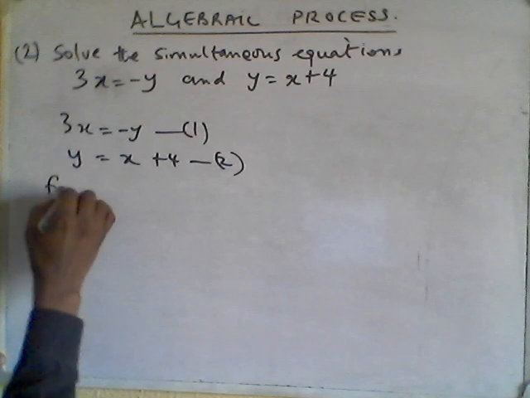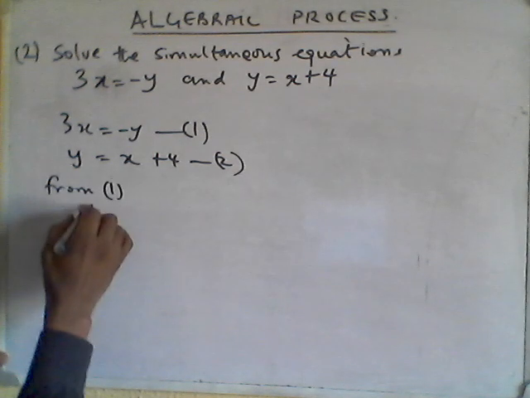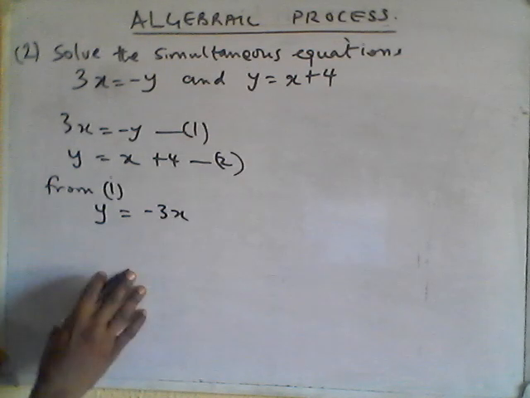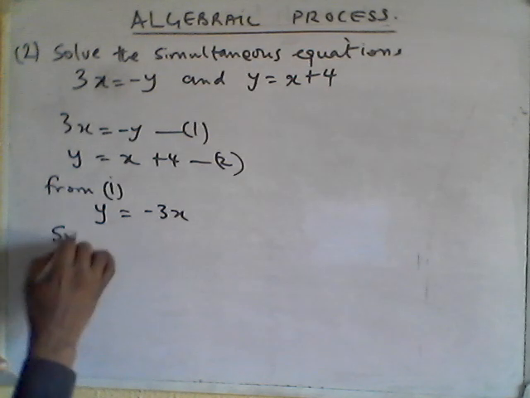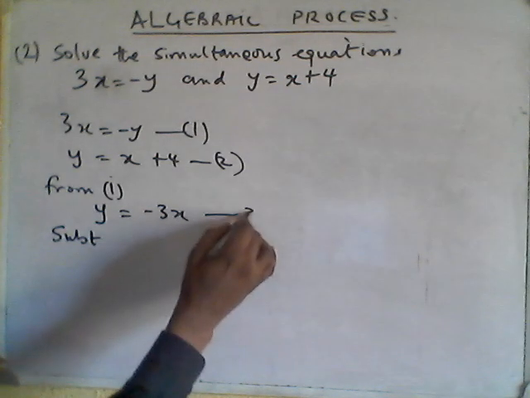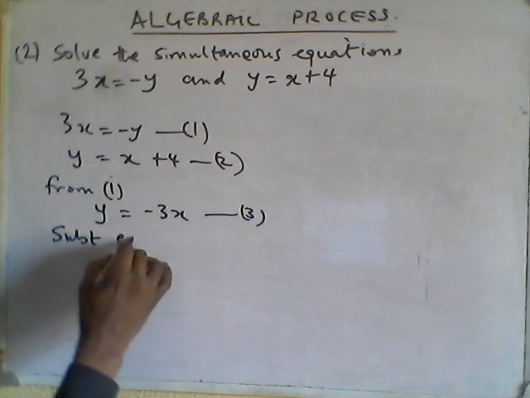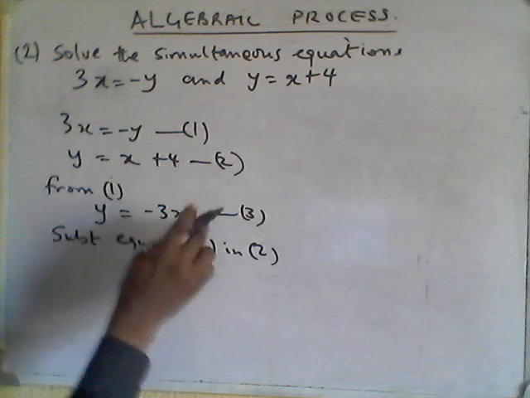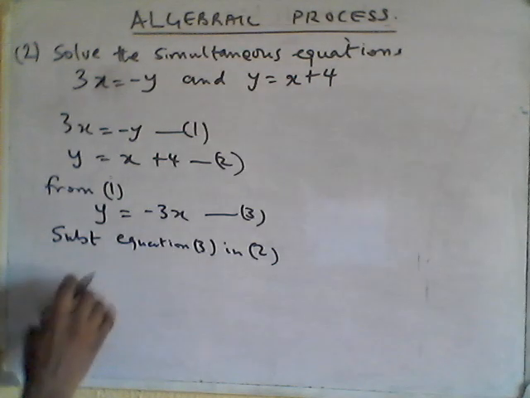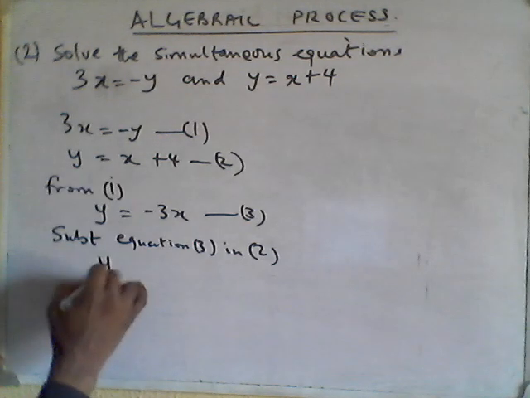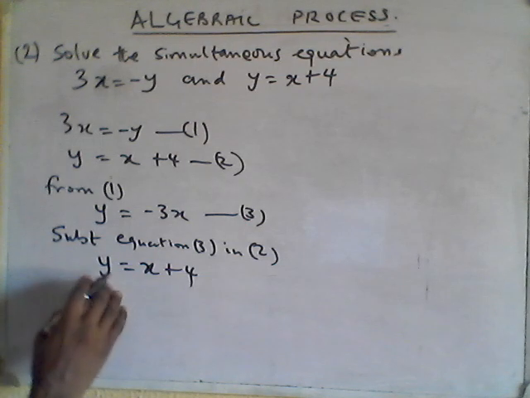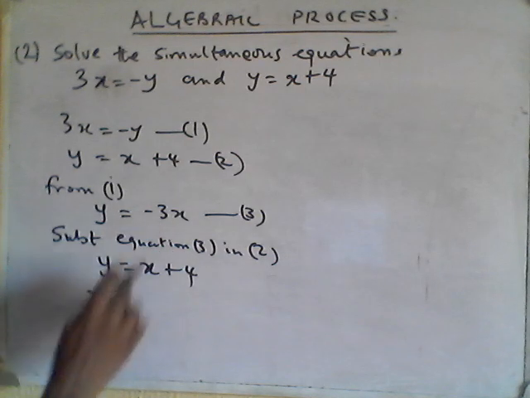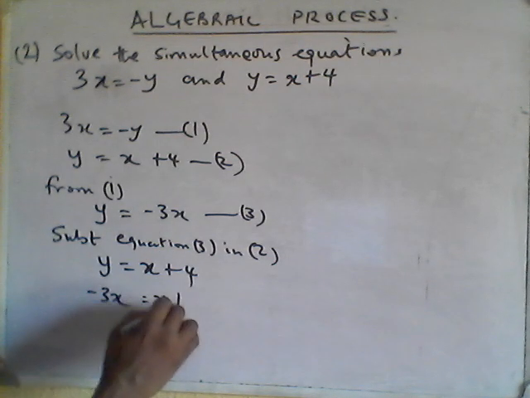So I say from equation 1, y will be equal to minus 3x. Why? Because this minus will come here. Okay? So I will now substitute. I can call this equation 3. Substitute equation 3 in 2. So wherever I see y in equation 2, I put minus 3x. So I will rewrite equation 2, y is equal to x plus 4. And this y now becomes minus 3x by virtue of the fact that y has been defined by minus 3x before. So it's equal to x plus 4.